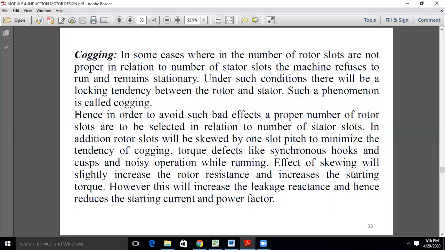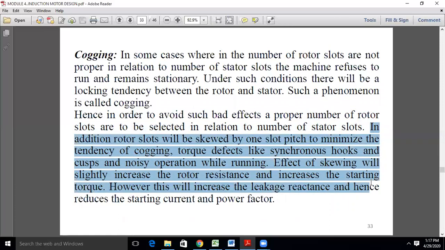Hence, in order to avoid such bad effects, a proper number of rotor slots are to be selected in relation to the stator slots. In addition, the rotor slots will be skewed by one slot pitch to minimize the tendency of cogging. Again, in order to avoid that locking, the rotor slots are skewed by one slot pitch.